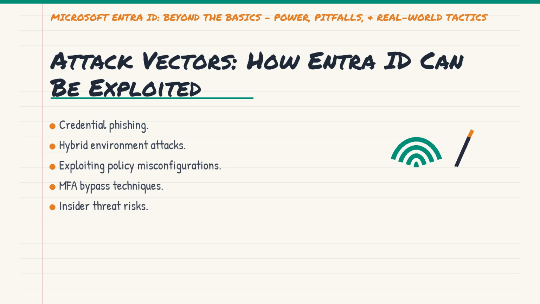Privilege escalation is another. If PIM isn't implemented strictly, attackers can gain excessive admin rights. Bypassing MFA is a constant battle, with techniques like MFA fatigue or SIM swapping. And don't forget insider threats. Disgruntled employees with legitimate access can cause significant damage if not properly governed and monitored.